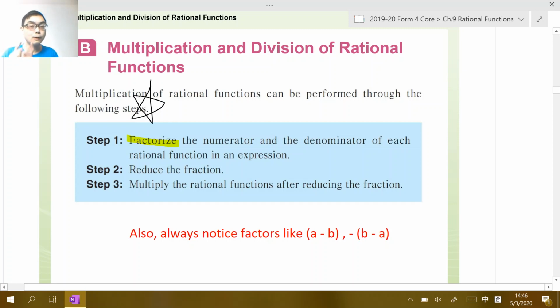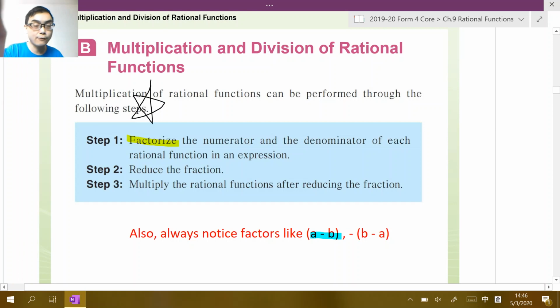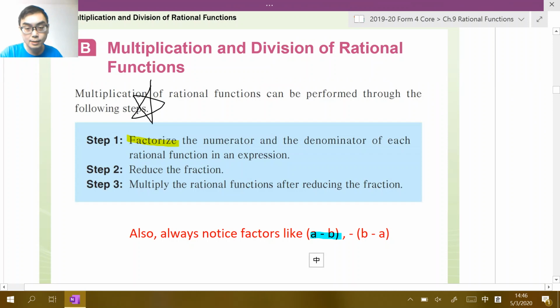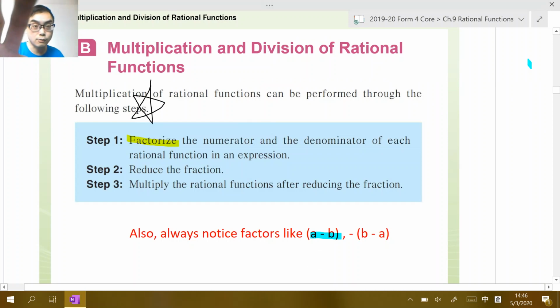remind yourself to be aware of the most important point, which is that sometimes it would make the factor like a minus b with negative b minus a. That means the terms which are very similar, but just differ from the negative side. So you should expect that these two, for example, sorry, I should make the pen again. For example, this one, a minus b and negative b minus a, actually they should have the same factor, but just differ from the negative side. So you should remember to cancel them, okay, after you have done the factorization.